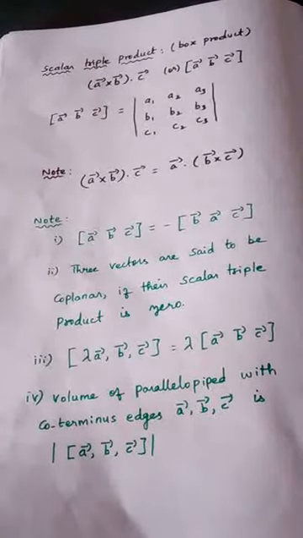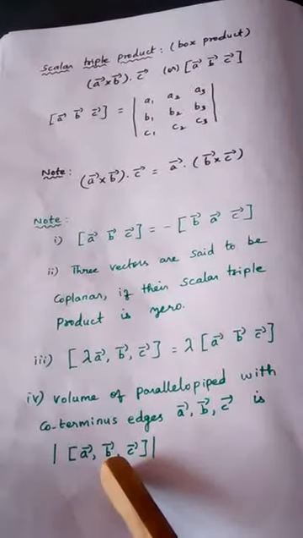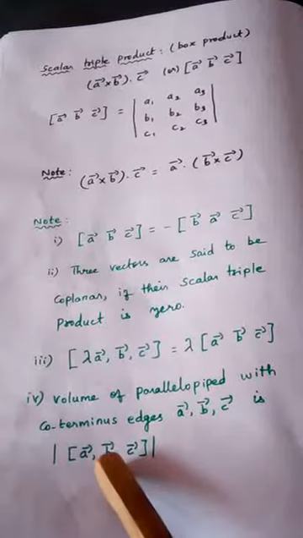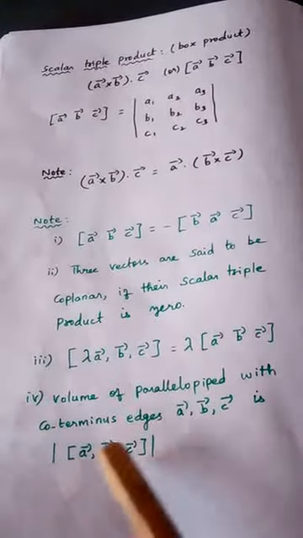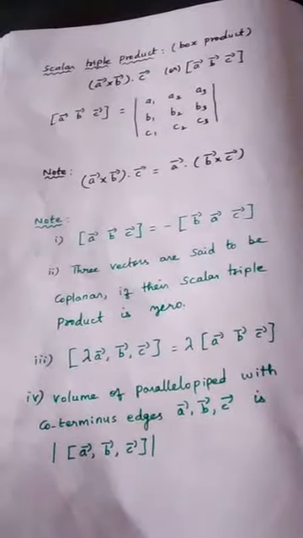Parallelepiped is nothing but a geometrical shape which looks like a slanted parallelogram. How does it look? It looks like a slanted parallelogram, but in 3 dimensions, I, J, K. So the volume of the parallelepiped can also be calculated using the scalar triple product. The modulus of box A vector, B vector, C vector is nothing but the formula for finding the volume of a parallelepiped.